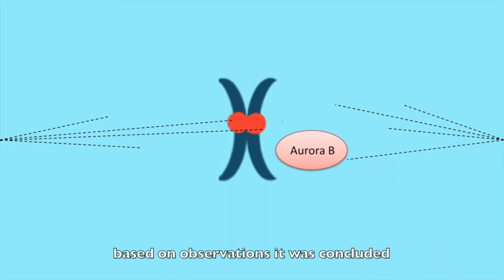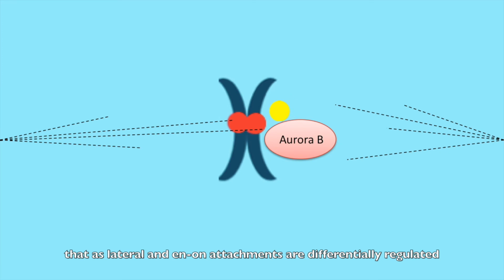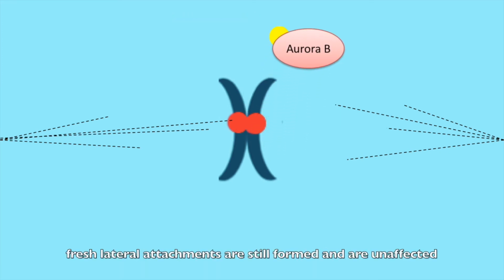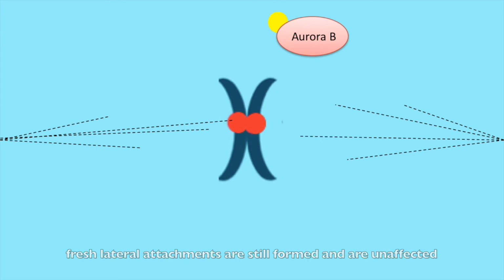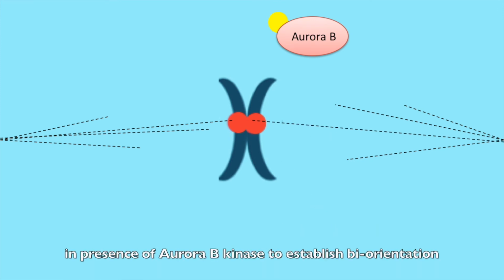Based on observations, it was concluded that as lateral and end-on attachments are differentially regulated, fresh lateral attachments are still formed and unaffected in the presence of Aurora B kinase to establish biorientation.